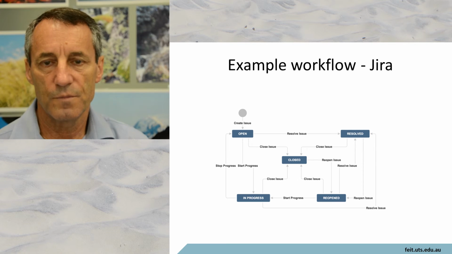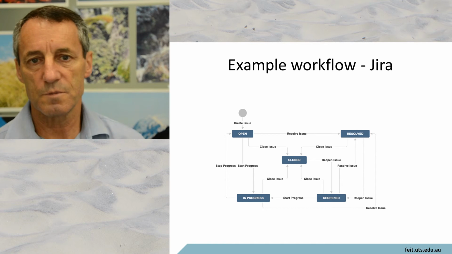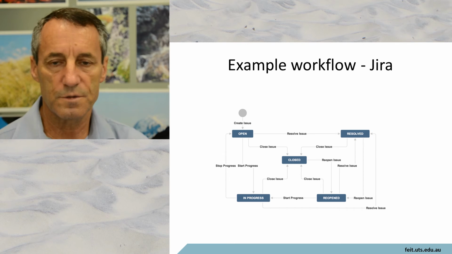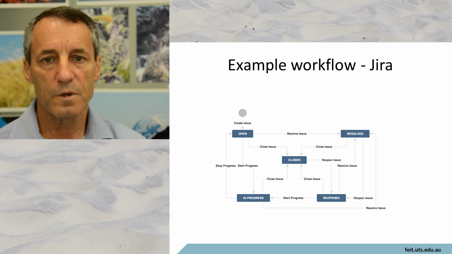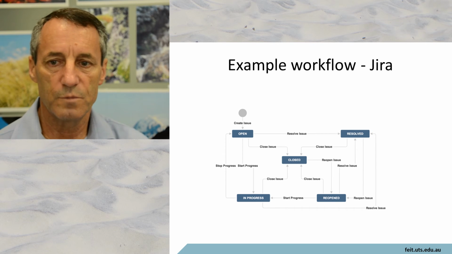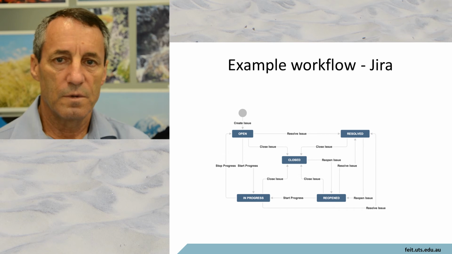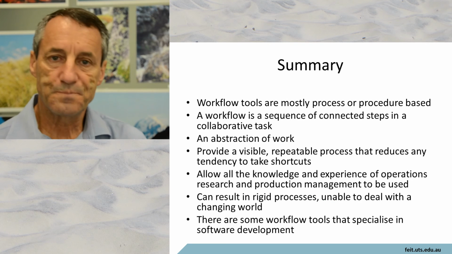So something can be resolved but not closed, because it might be resolved by the developers but not accepted by the client, for example. And until it is, it can't be closed. If it was closed, we may have closed it prematurely, so it can be reopened and then gone back through in progress. Now that's a fairly simple workflow for software development, but it works okay.